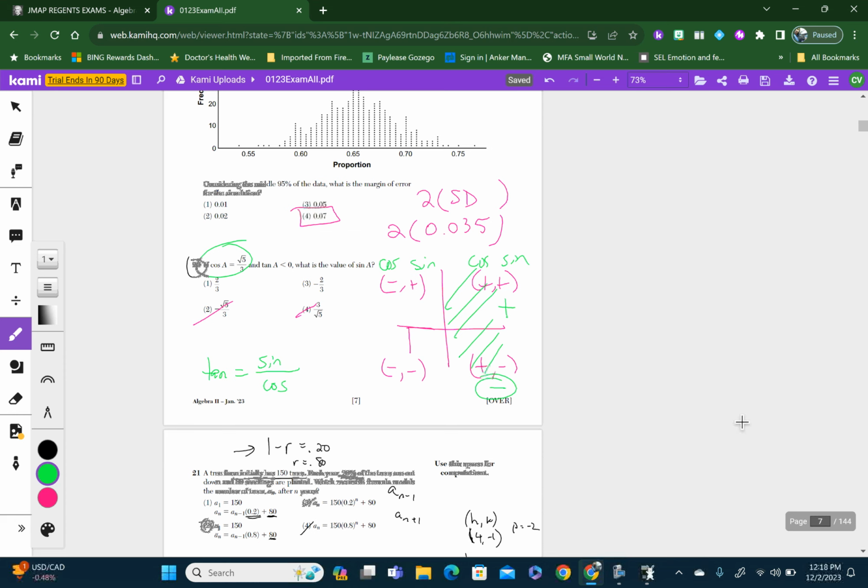And the value of sine, because the first number, again, remember what I said? The first number is cos, the second number is sine. So cosine is positive and sine is negative in this quadrant. So my answer would be -2/3, not just 2/3.